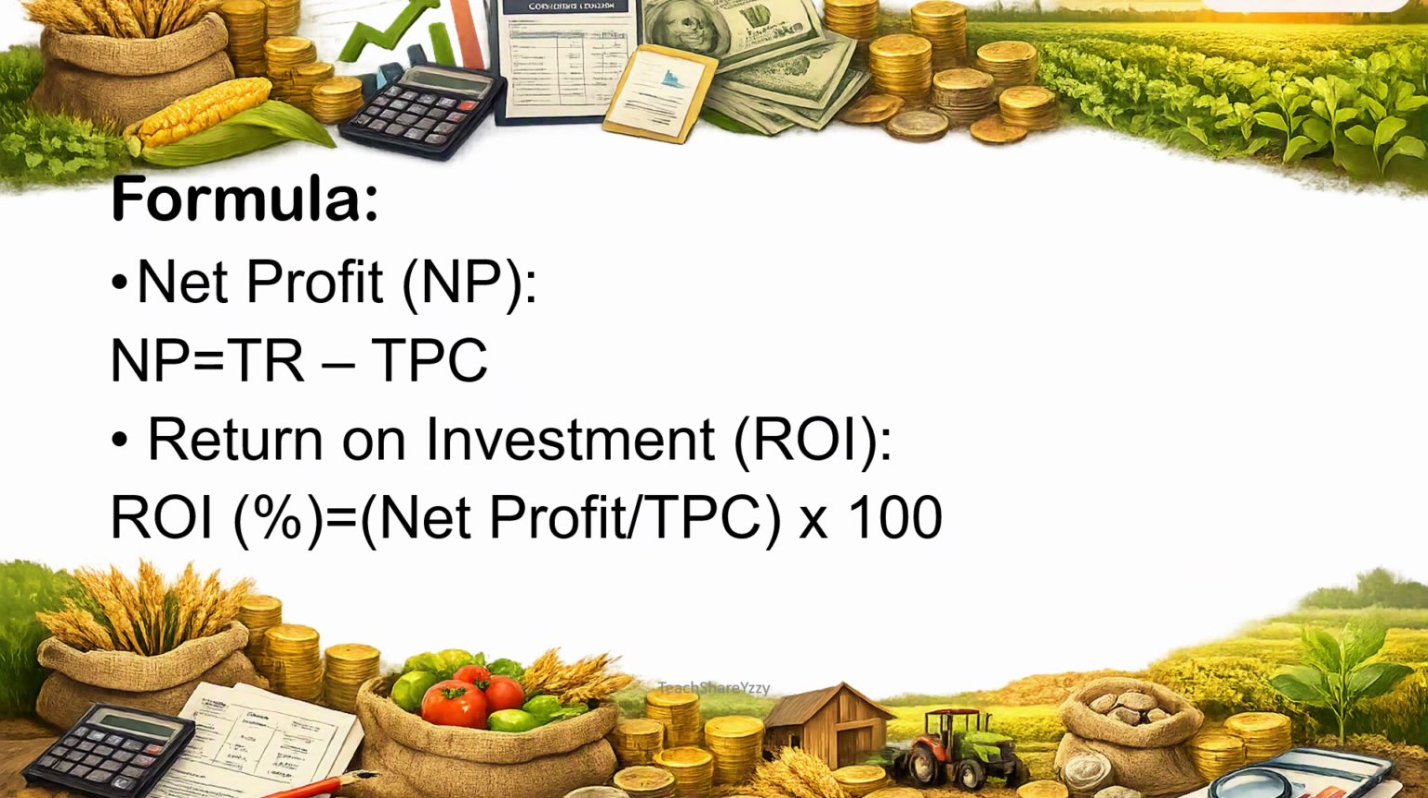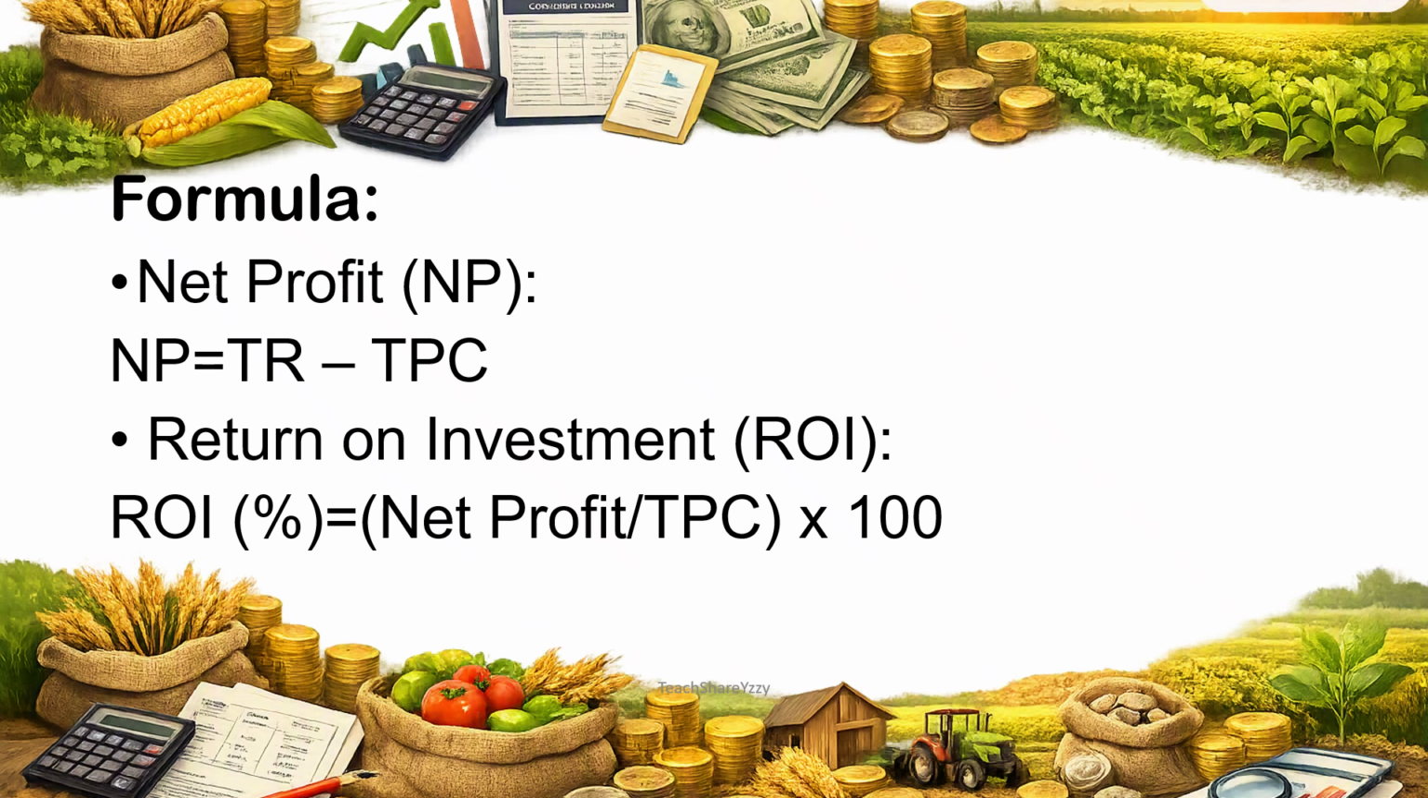Net profit, or NP, is the most important number. Net profit equals total revenue minus total production costs. If total revenue equals 50,000 pesos and total production costs equals 35,000 pesos, then net profit equals 15,000 pesos. That's the farmer's actual earnings.